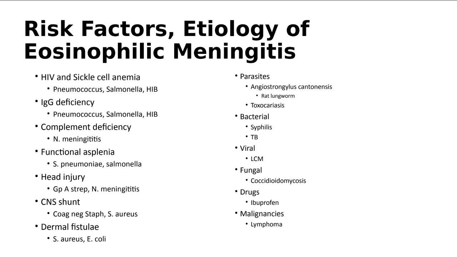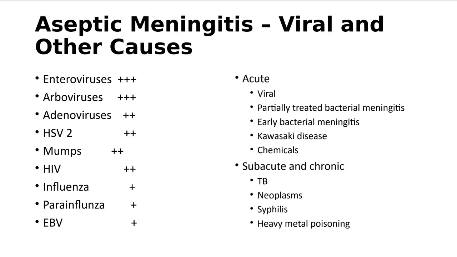We also have bacterial causes for eosinophilic meningitis, syphilis and TB being the big ones. Lymphocytic choriomeningitis as a viral pathogen, coccidioidomycosis as fungi, and then there are drugs and malignancies which will also cause this. Aseptic meningitis can be caused from a wide variety of viral pathogens, as shown here, the enteroviruses and the arboviruses being the top ones.